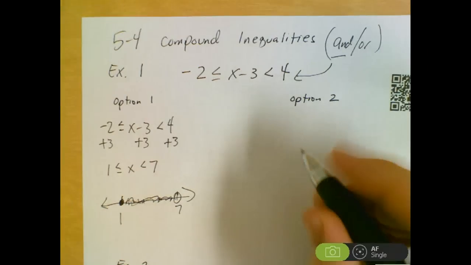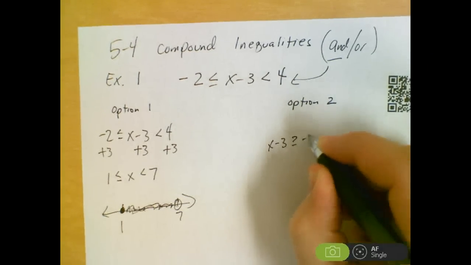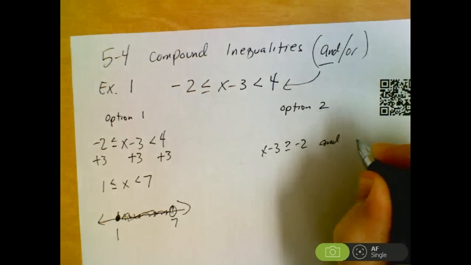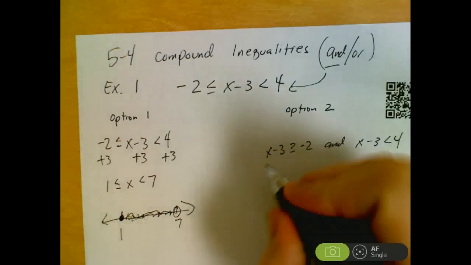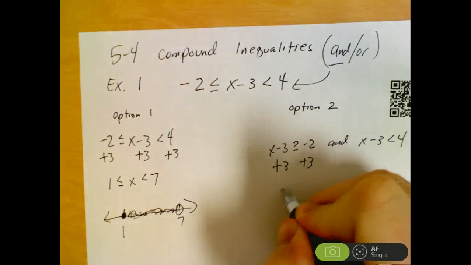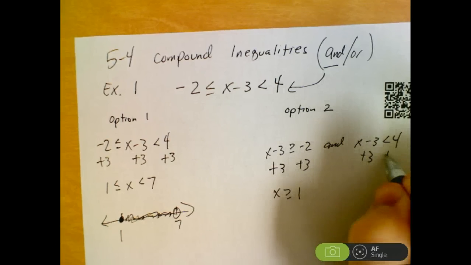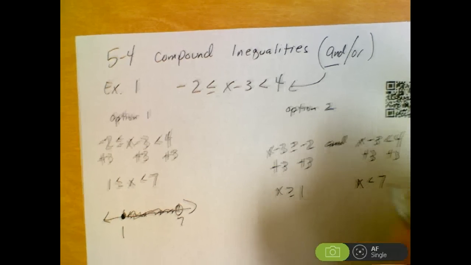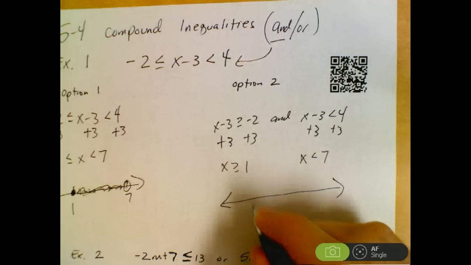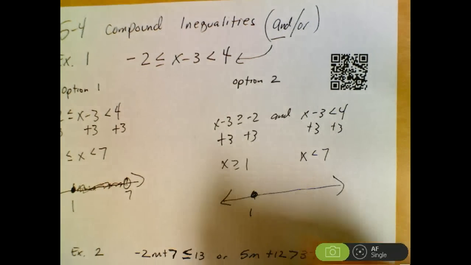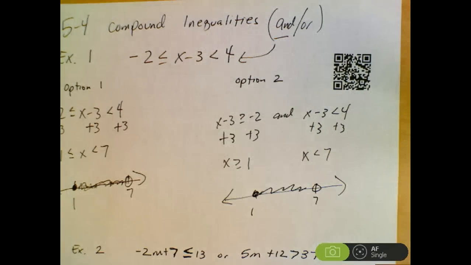Another way is to split it up. X minus 3 is greater than or equal to negative 2, and x minus 3 is less than 4. Add 3 to both sides. X is bigger than or equal to 1. Add 3 to both sides. X is less than 7. And we come up with the same answer over here. 1 with a closed dot, 7 with an open circle, and everything in between.